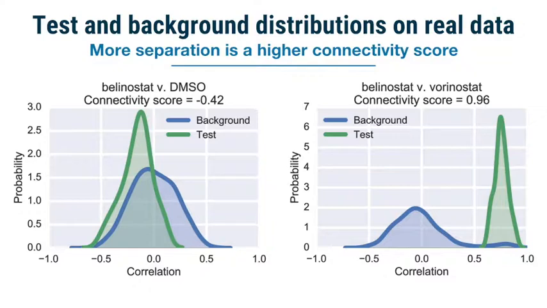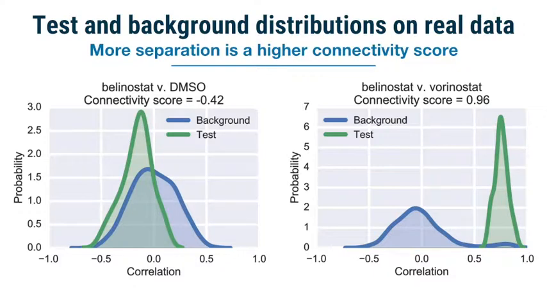This is how it looks for real data. So if we have two compounds, belinostat and DMSO, the background is all the correlations for DMSO here. The test is the correlations between DMSO and belinostat. And the connectivity score is 0.42, which is not a very big value. And it's negative because the test distribution is to the left. Belinostat versus vorinostat is a high connectivity score. The distributions are very far apart. It means that the correlations between belinostat and vorinostat are much higher than the typical correlations for vorinostat. And it's positively signed because the test distribution is to the right.